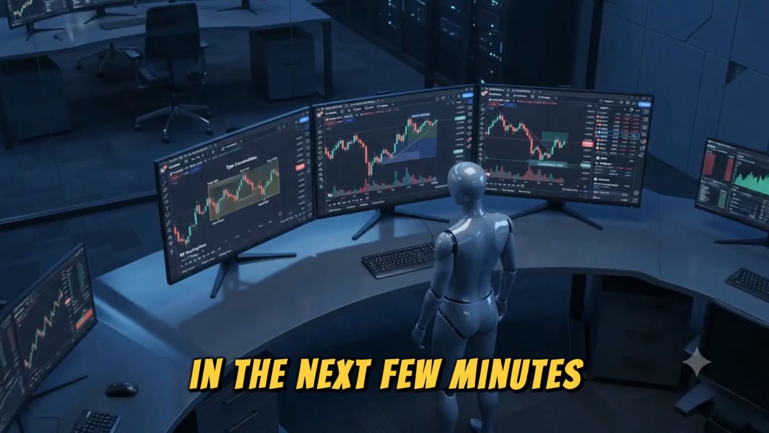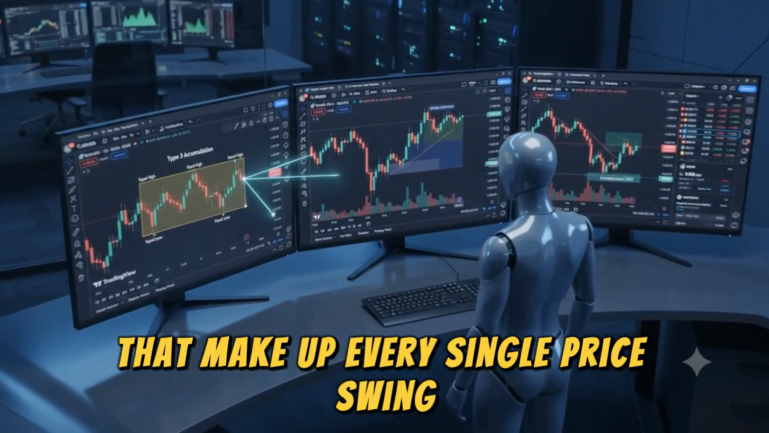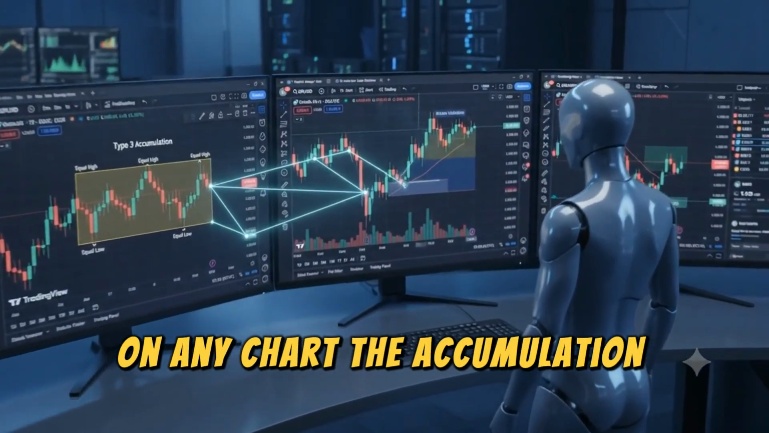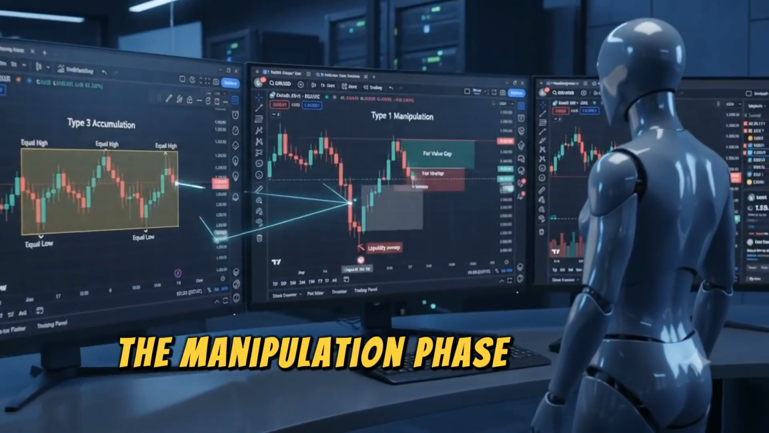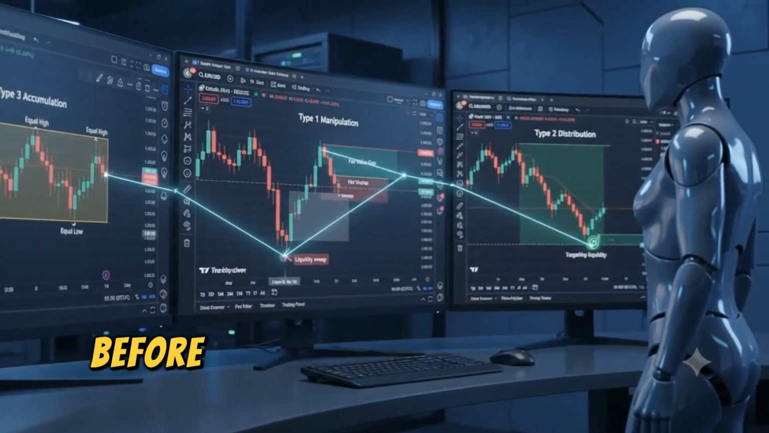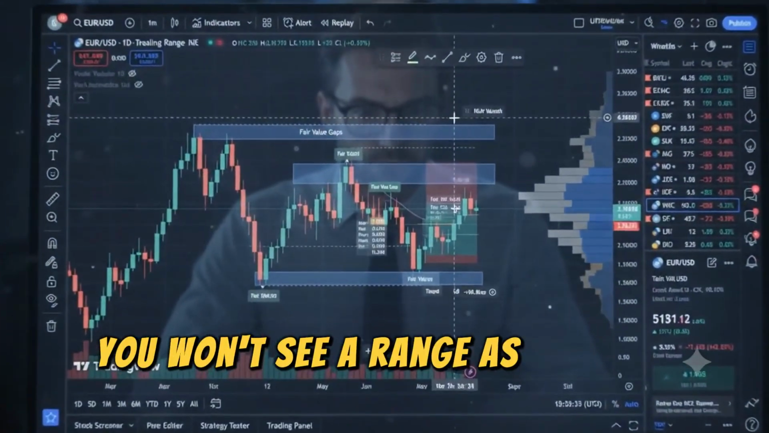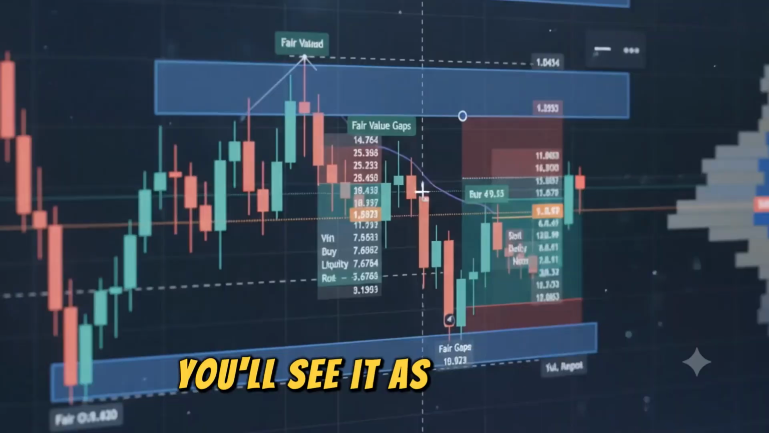In the next few minutes, I'm going to show you the 3 dealing range types that make up every single price swing on any chart: the accumulation phase, the manipulation phase, and the distribution phase, and how to read which one you're standing in before price tells you the obvious way. By the end of this, you won't see a range as nothing happening. You'll see it as the setup.